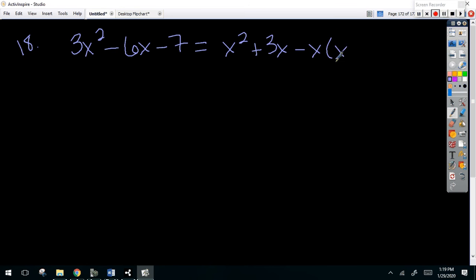So this is coming from number 18 in the work you're going to have tonight. The directions say solve by completing the square. I have 3x squared minus 6x minus 7, and it equals x squared plus 3x minus x times x plus 1 plus 3.